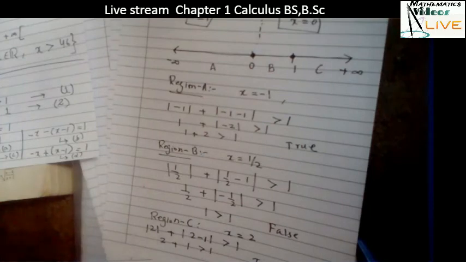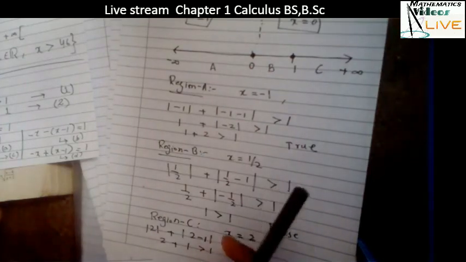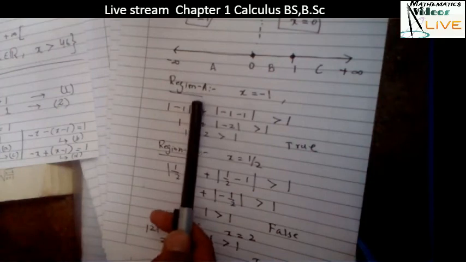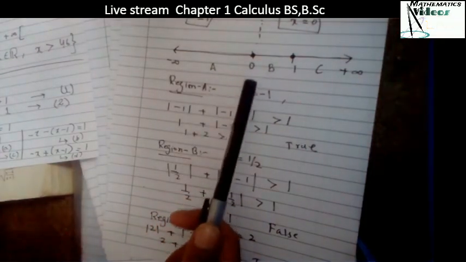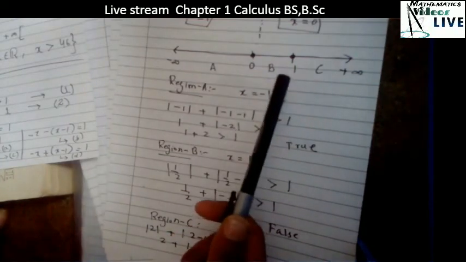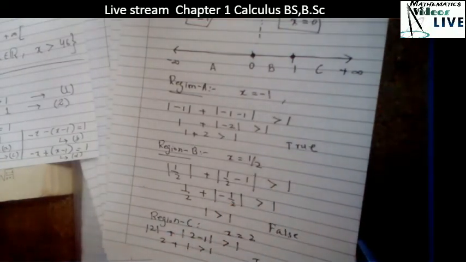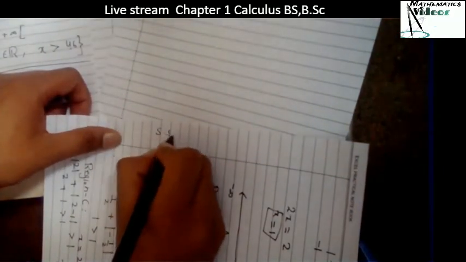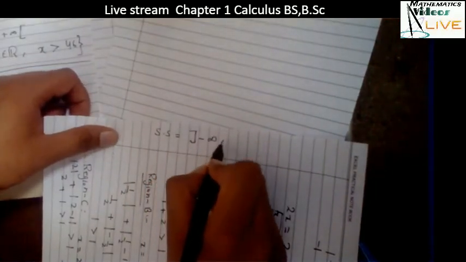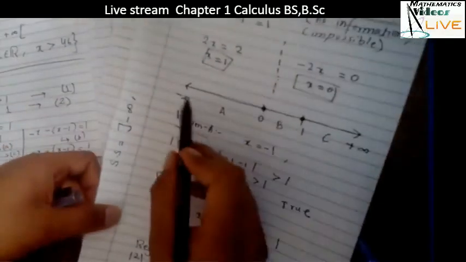Finally, we will check the region C. One of the points in the region C is x is equal to, for example, 2. When you put this 2 in the given inequality, you get mod of 2 plus mod of 2 minus 1 greater than 1, and this is 2 plus this is 1 greater than 1, and yes, it is 2. So we have 2 regions as the solution.